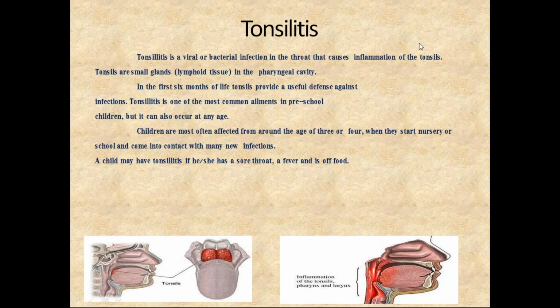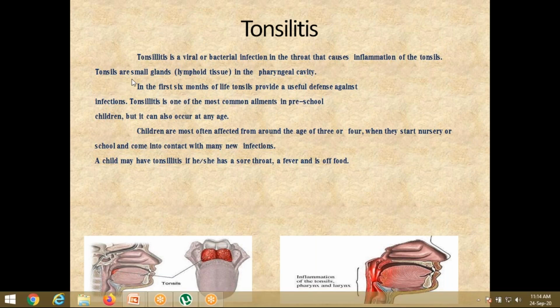So, what are tonsils? These are small glands in the pharyngeal cavity. Lymphoid tissues are there in this pharyngeal cavity. When they become inflamed, they usually grow in size and become painful.